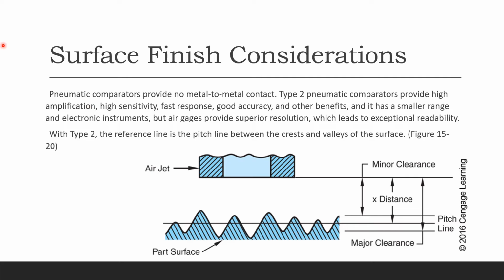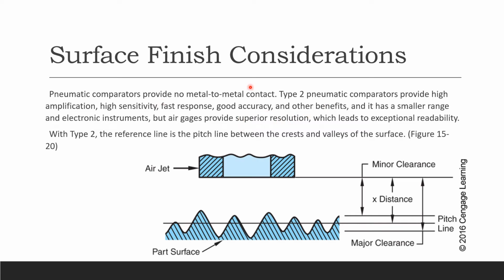Surface finish. Pneumatic comparators provide, again, no metal to metal contact. The type 2 pneumatic comparators provide high amplification, high sensitivity, fast response, good accuracy, and other benefits. It has a smaller range than electronic instruments, but air gauges provide superior resolution, which leads to exceptional readability. So don't get into so many details.